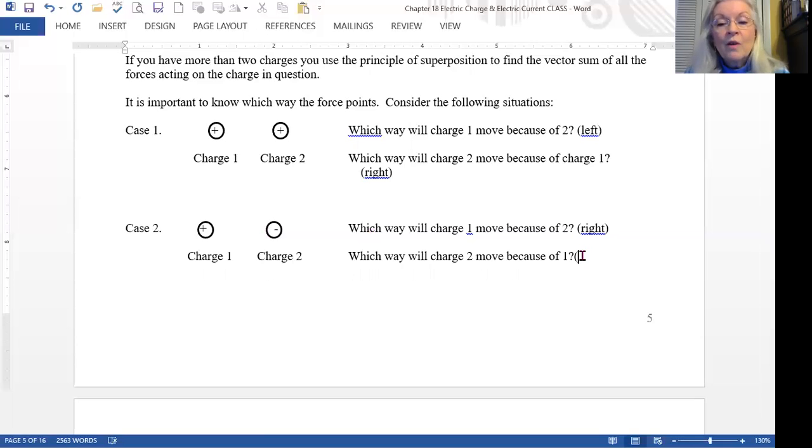Suppose we want to know which way charge 2 will move because of charge 1. Charge 2 is going to be attracted to charge 1 because, again, they're opposites. So opposites attract. That means charge 2 is going to go left. So again, it depends on which charge you are talking about doing the moving, and whether they are opposite charges or like charges. All right. Again, there'll be some practice examples in the study guide.